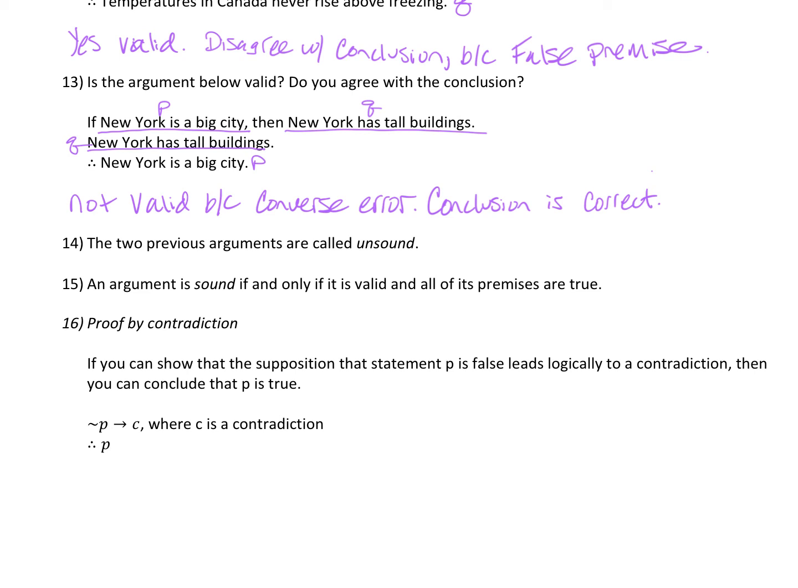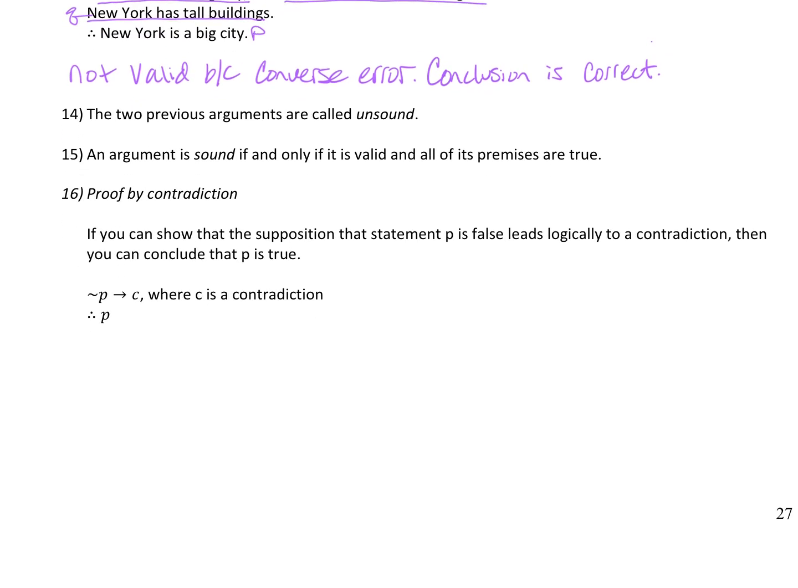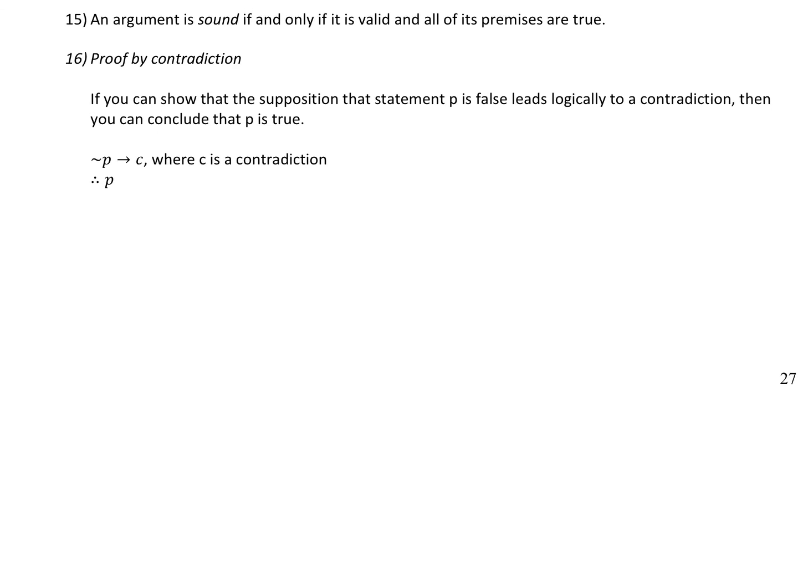Okay, lastly, we're going to discuss proof by contradiction. It's a very common method of proof. It says that if you can show that the supposition that the statement P is false leads logically to a contradiction, then you can conclude that P is true. So the argument form looks like not P implies C. It says if P is not true, then we get a contradiction. Therefore, P is true.